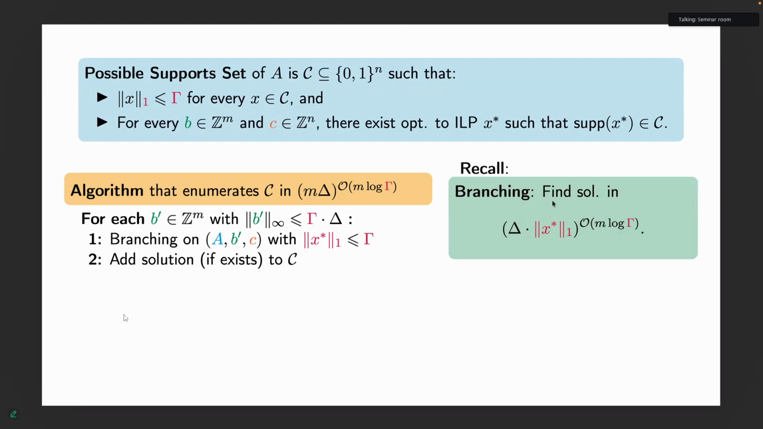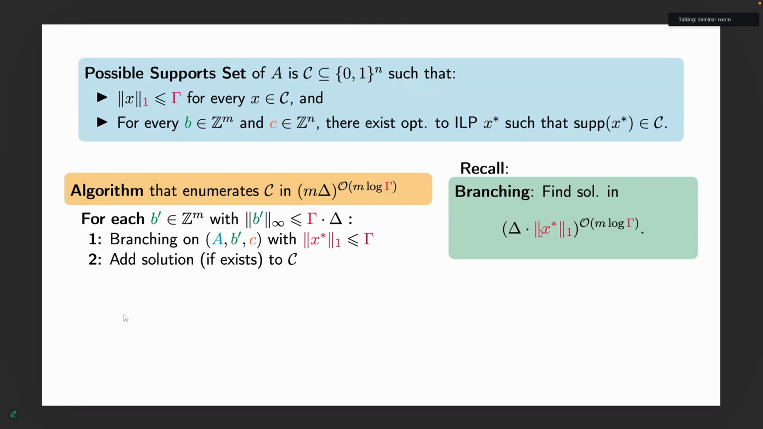So recall that the branching procedure was able to find the solution in this running time, and this should give you the running time now. So this is delta to the power of the L1 norm of x star. This is bounded by gamma. So this is gamma to the m of gamma times delta to the power of m log gamma, which is what we want.